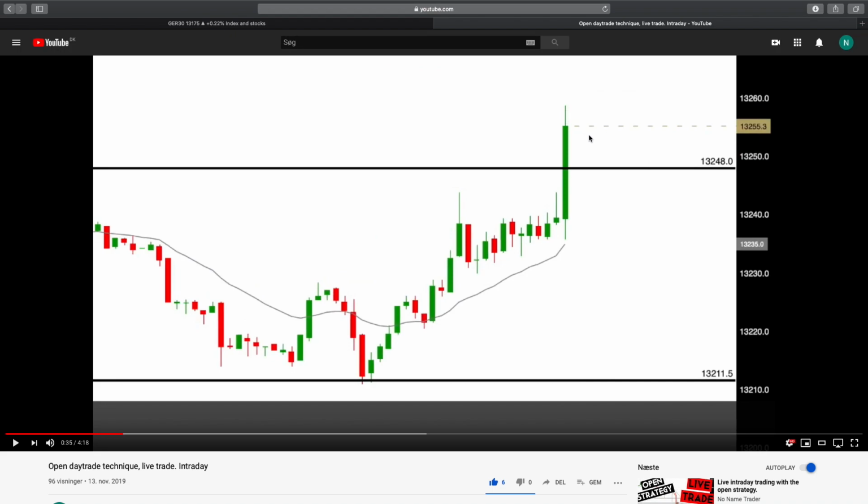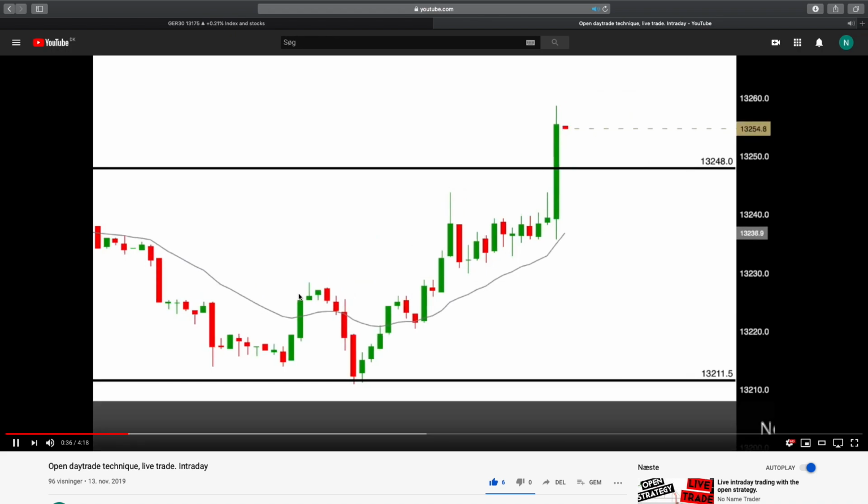You could make a decision on whether to stay in or not based on what bars print after. We want to see follow through. You want to see a bull bar after it broke higher right here. So let's see what happens. So it nearly broke higher right there. Then this is what can happen.